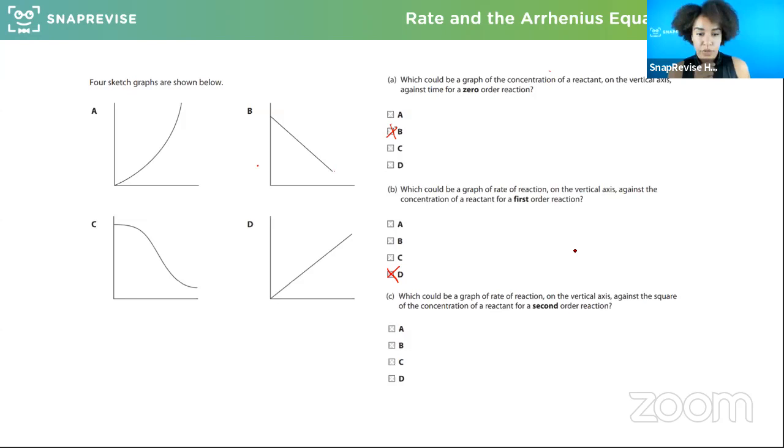So this question was, which could be a graph of rate of reaction on the vertical axis against the square of the concentration of the second order reaction? And the answer was D. And we're wondering why it's D. I think that was the question. So I'm going to put that it's D.